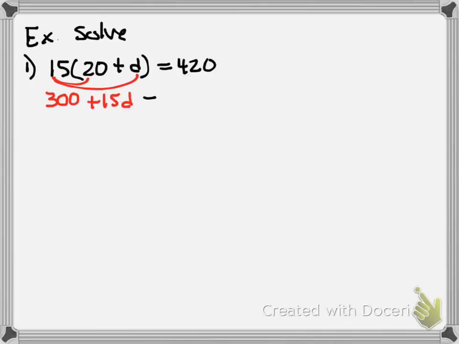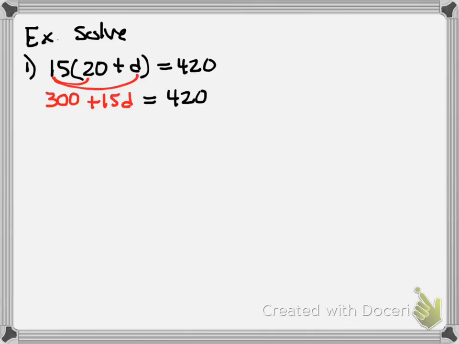And then the rest of the equation equals 420. Do I have like terms on this side? No, so I can't combine. Do I have like terms on this side? No, so I have nothing to combine. So now I'm going to start doing inverse operations. Well, the good news is variables are already together. I only had one group of variables. So it's the constants I'm going to get rid of.